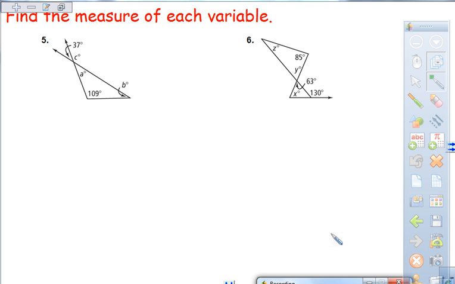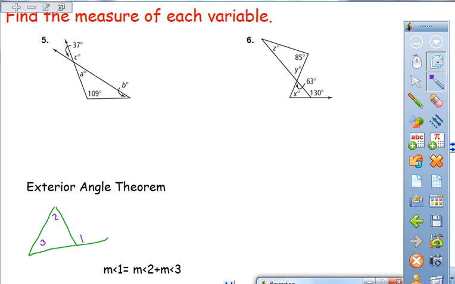In this picture it says find the measure of each variable. So I'm looking around to see my relationships. 37 and A are going to be the same. A plus C is 180. A plus B plus 109 is 180 because of triangle sum theorem. So here's something that we need to solve this problem.